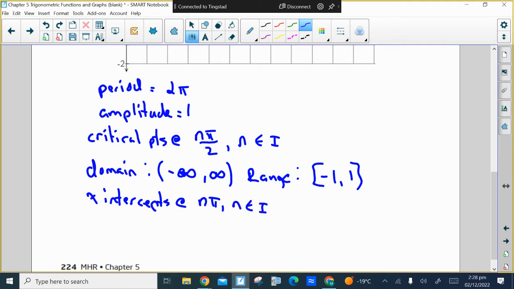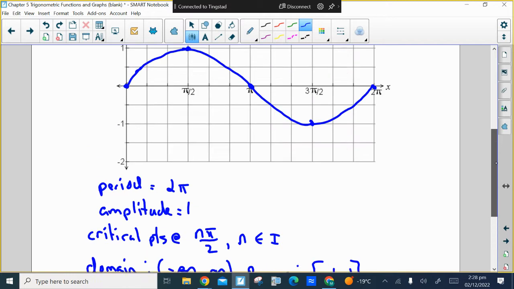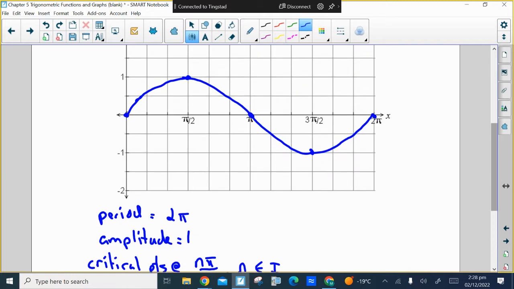At 0, which is when n is 0 in this general form. When n is 1, that's pi. When n is 2, that's 2 pi. When n is -1, it'd be negative pi, and so on. Okay, so there's the sine function, whether we're dealing in degrees or radians. And you have to remember that the sine function always starts in the middle, on the horizontal midline.